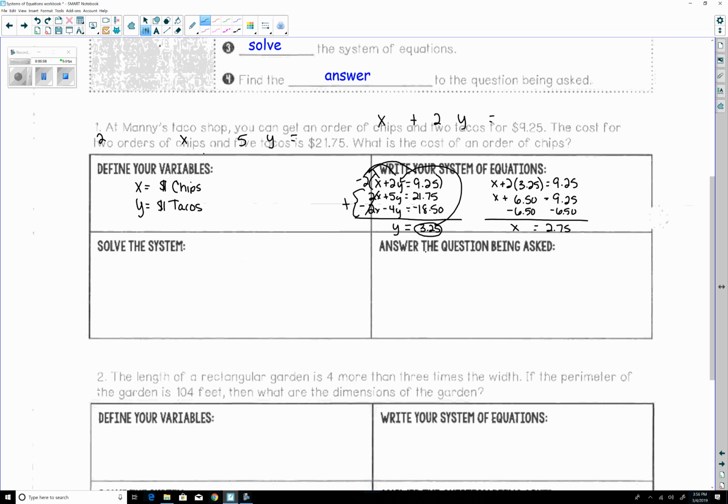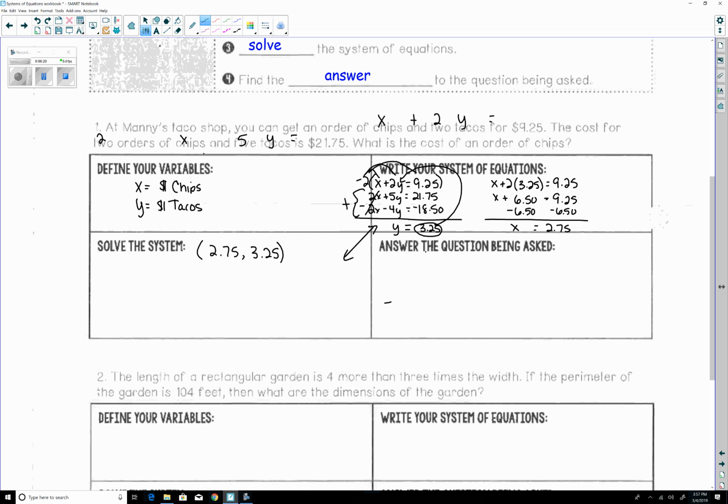Oh, you know what? I just solved the system in the box where it says write your system, and I knew better than that because I've actually done this a couple of times already. But that's okay. There's my work. And what I'm going to do here is just put my answer. So my x was $2.75 and my y was $3.25.